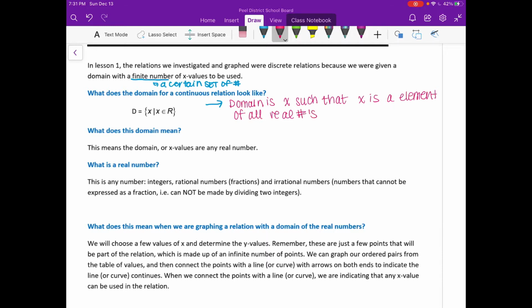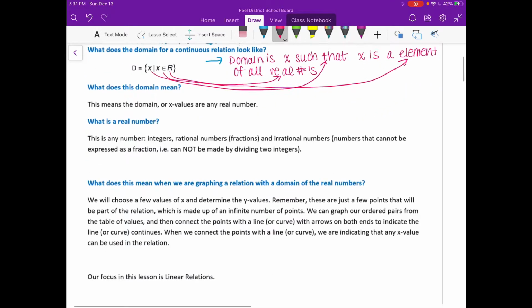So it means that the x values are any real number. That's what this R represents. It just means real numbers. The ∈ symbol actually means element, and this line actually means such that. Okay? So what is a real number?